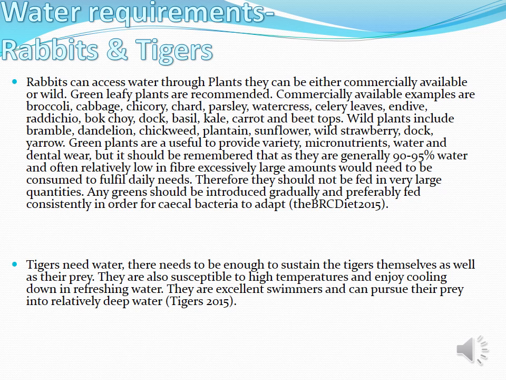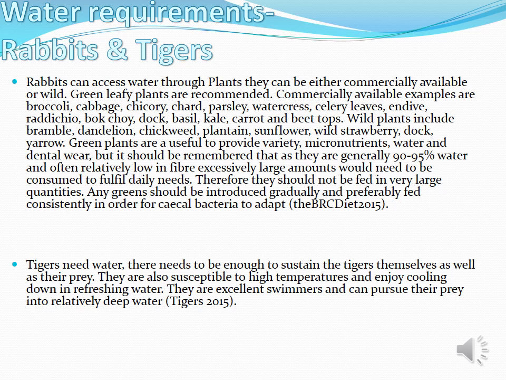Rabbits can access water through plants. These generally are broccoli, cabbage, savoy, chard, parsley, watercress, celery leaves. They can also be bramble, dandelion, chickweed, plantain, sunflower, wild strawberry, dock, yarrow.